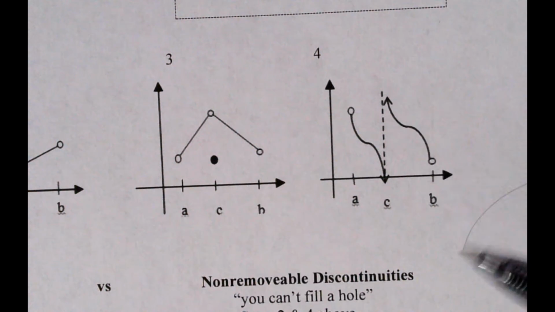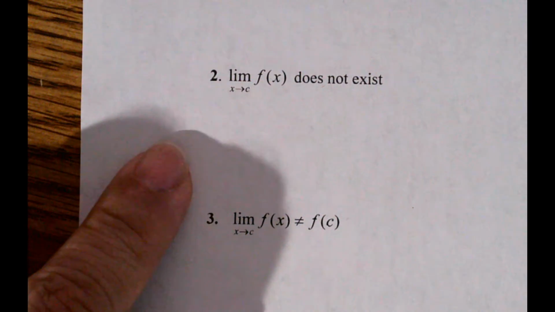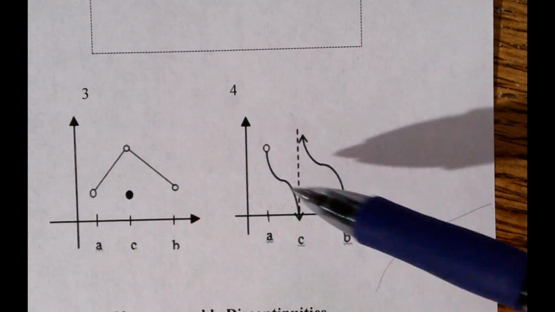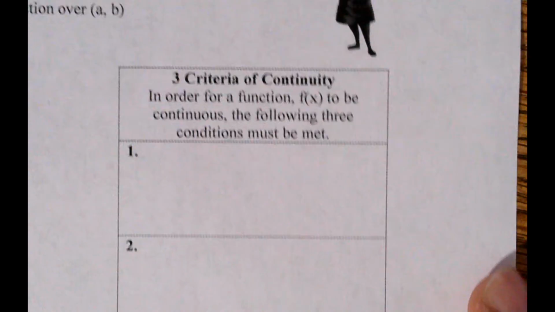So which one does number 4 represent? Number 4 represents number 2. The limit does not exist. So in this example, number 4, the limit does not exist. Now, with that in mind, let's talk about what it means to be continuous.